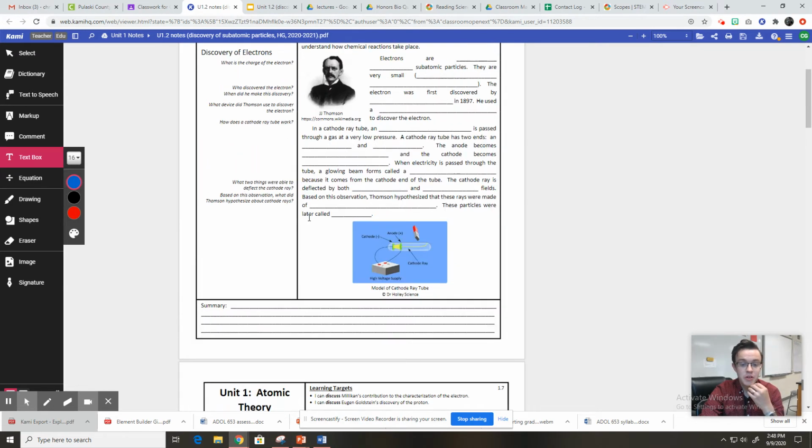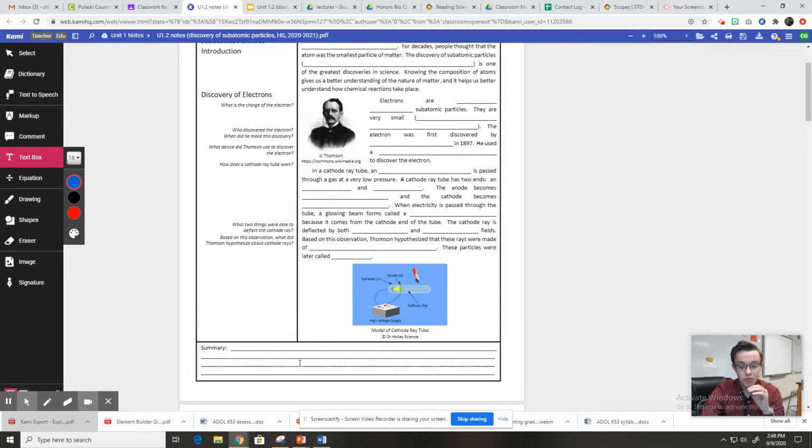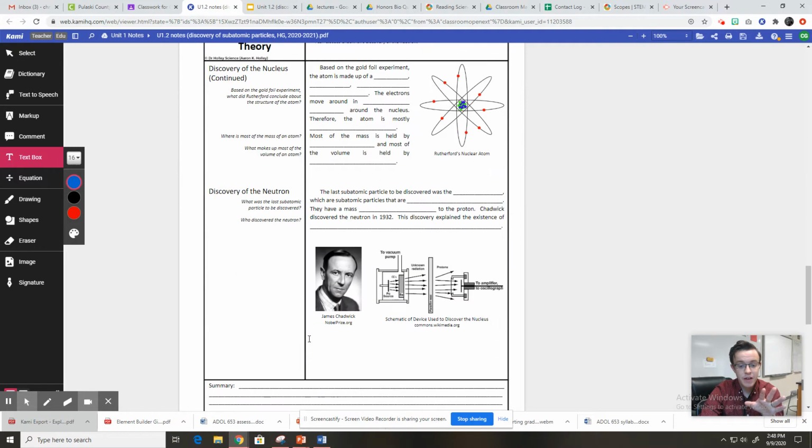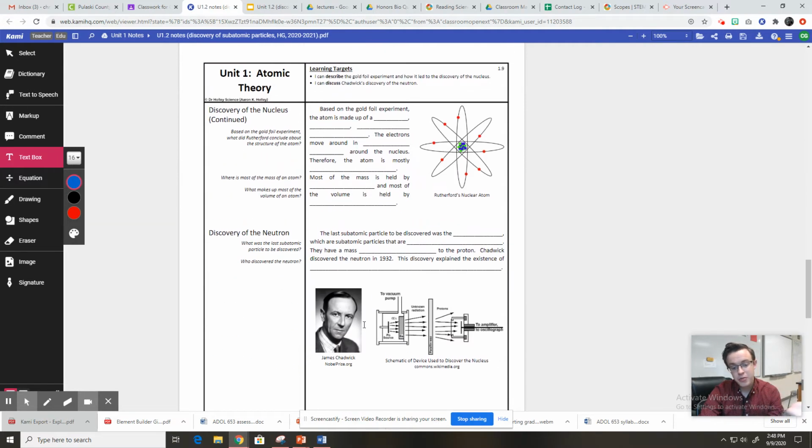Just a good study tool, because summarizing information in your own words is a really good way to put it in your long-term memory. Okay, so you're going to fill these out. There's four pages of that. The reason there's that many pages is because there's a lot of pictures of people, so that took up some room. There's not a ton to actually fill in.